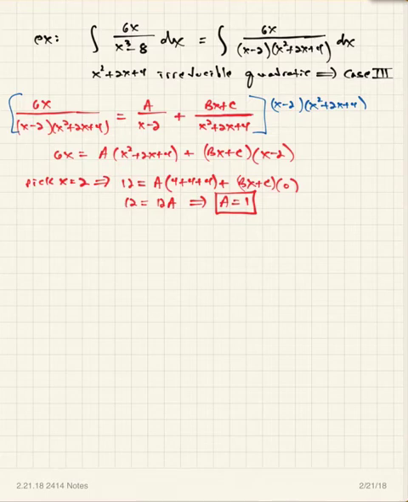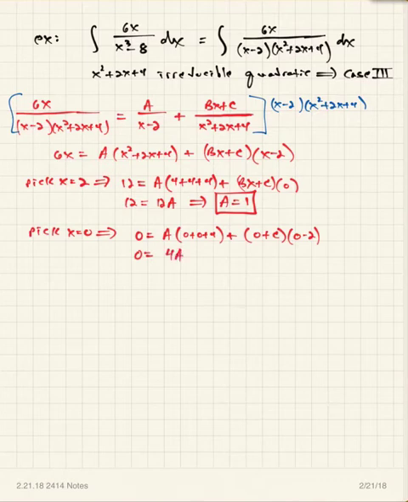All right, now another good x value to pick here would be x equals 0, because of that bx plus c, picking x equals 0 makes sense. So that would give you 0 equals a times 0 plus 4, plus, and then remember x is 0, so you have 0 plus c times 0 minus 2, right? Every place I see an x, I substitute 0. So that gives me 0 equals 4a minus 2c.